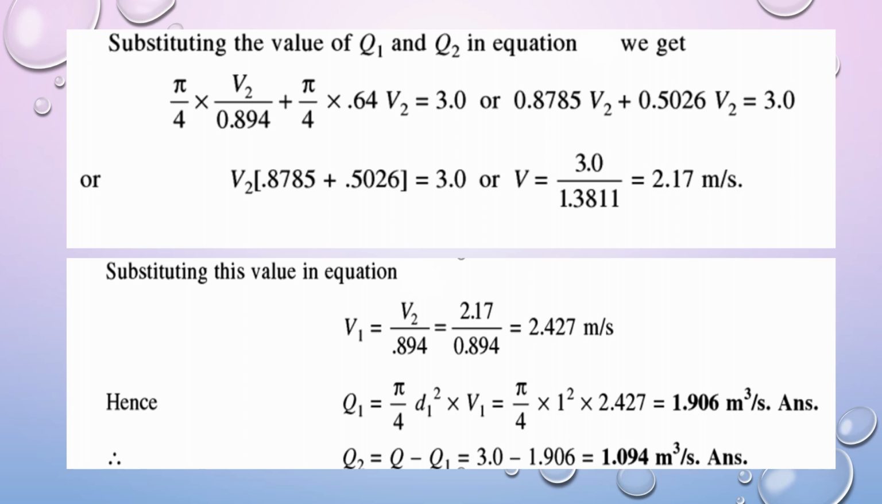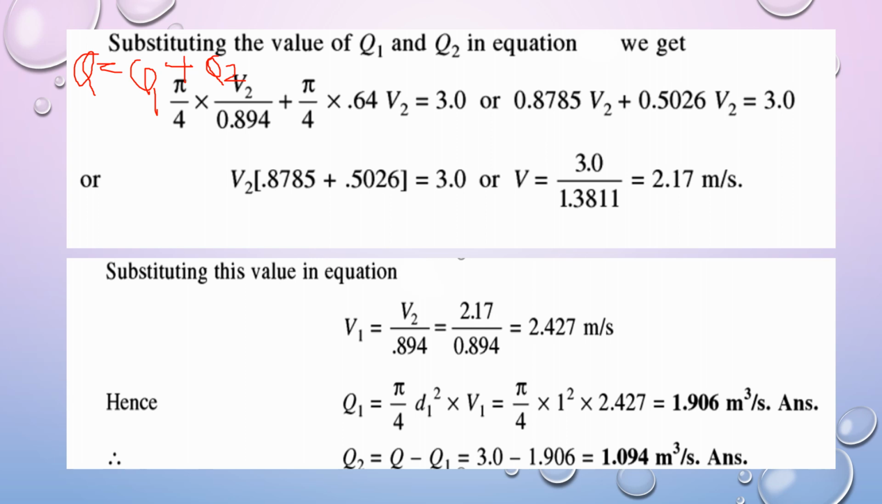So once we have got the value of Q1 and Q2, we substitute in the first equation, that is total discharge Q is equal to Q1 plus Q2. So substituting those values in this equation, in the place of Q1 we have pi by 4 into V2 by 0.894, and Q2 is pi by 4 into 0.64 into V2, which is equal to total Q, which is 3. So on simplifying, we will get the answer of V as 2.17 meter per second.